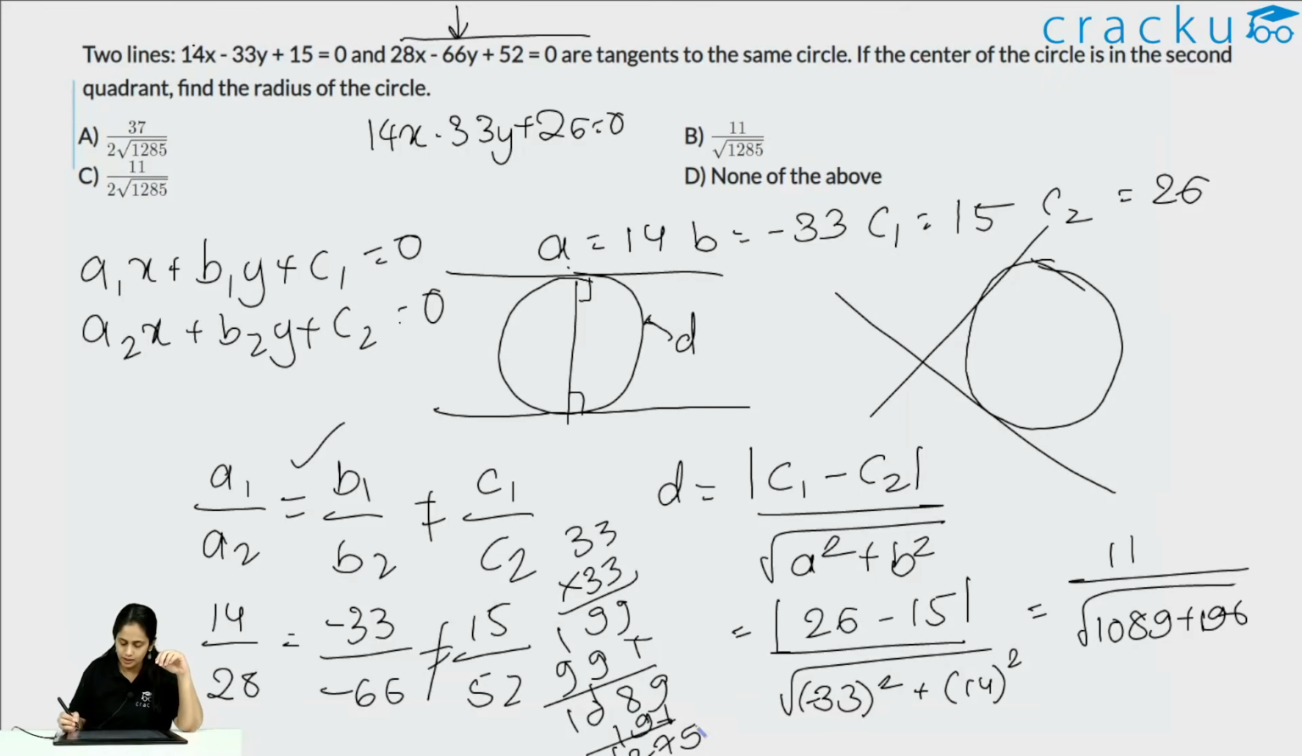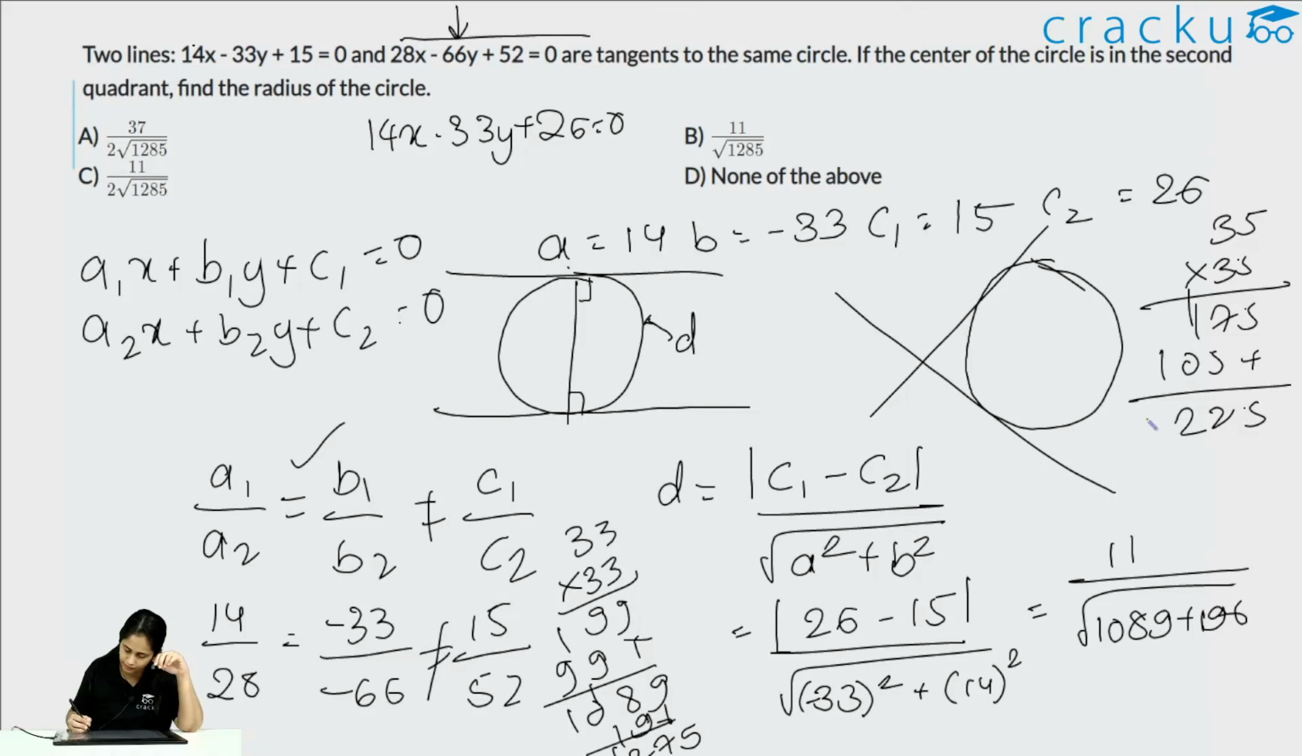Somewhere between 30 and 40. What is 35 square? 35 square is 1225, not 1285. So this would be very close to 35 as such, but actually we don't need to do that because this is given in the required format. So this is essentially equal to 11 divided by the square root of 1285.